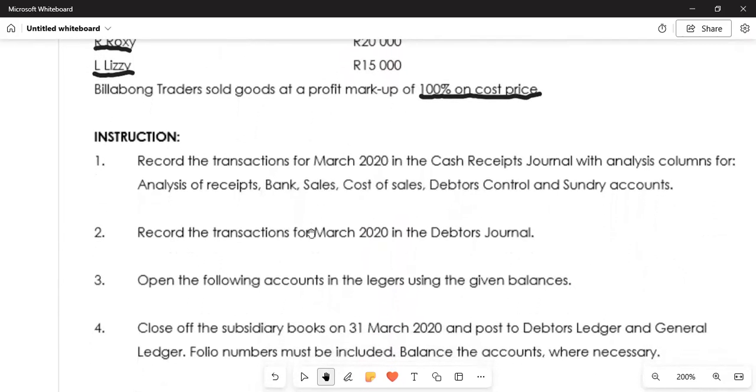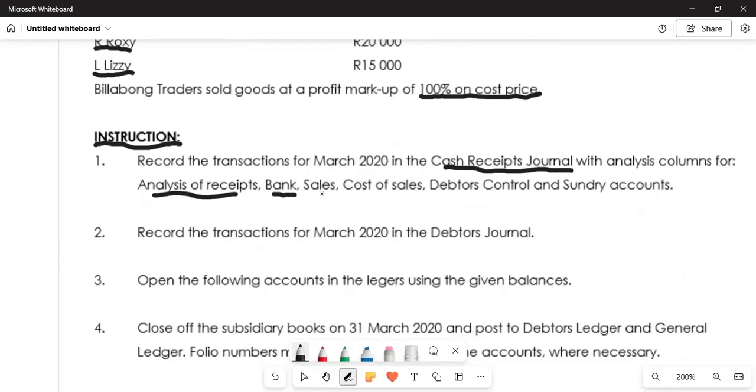So here are other instructions, which read as follows. Record the transactions for March 2020 in the cash receipts journal with analysis columns for receipt, bank, sales, cost of sales, debtors control, and sundry accounts. These are the columns that you're going to use when we do our cash receipts journal. So don't forget that. Record the transactions for March 2020 in the debtors journal. So we are going to do what? The debtors journal.